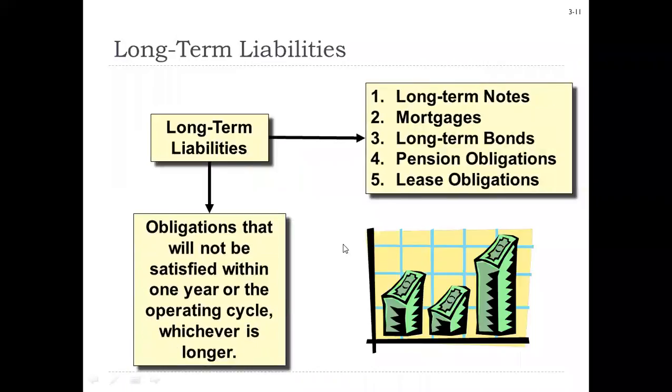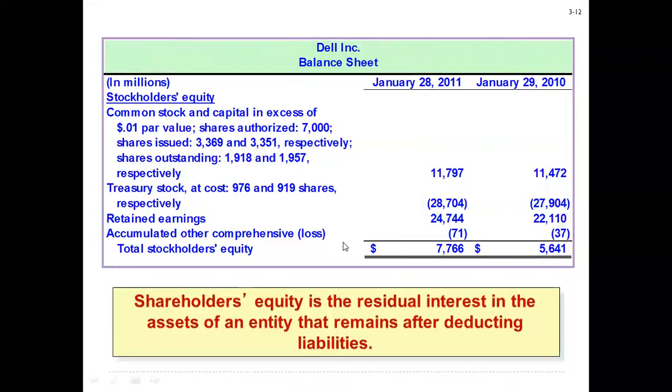Long-term liabilities are those that you don't have to pay until more than a year from now. So here's some examples of those: long-term notes, mortgages, long-term bonds, pension obligations, and lease obligations. We'll talk more about liabilities in subsequent chapters.